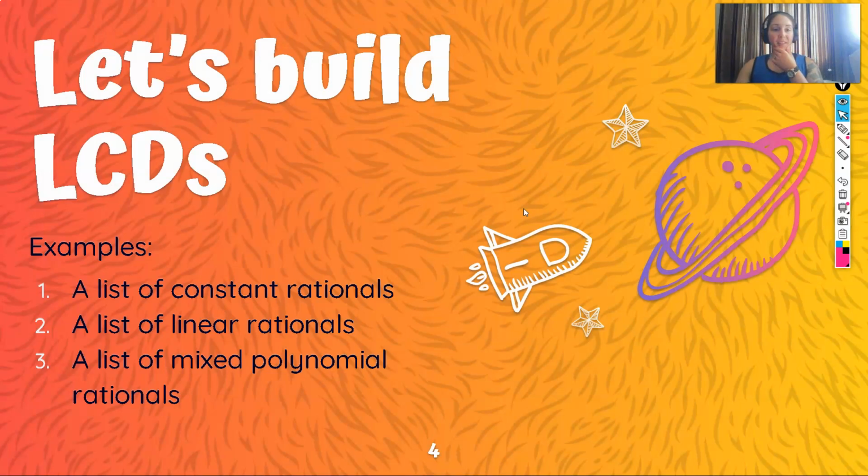So let's build some LCDs. I've got 3 examples for you guys. I'm going to take it all the way back to elementary school, and we're going to find the LCD of a constant, or as we know them, fractions. Then I'm going to go up to linear, so you'll see an x, but it'll just be to the first power. Then I'll turn it up, and we'll do mixed polynomials, like real rational stuff. So we'll go up the ladder here.